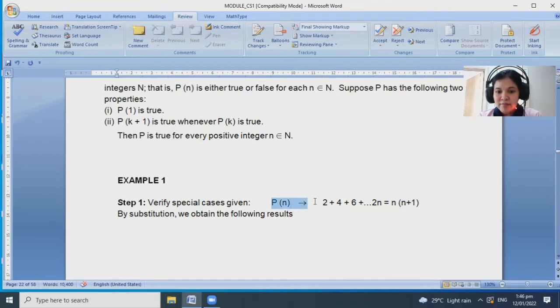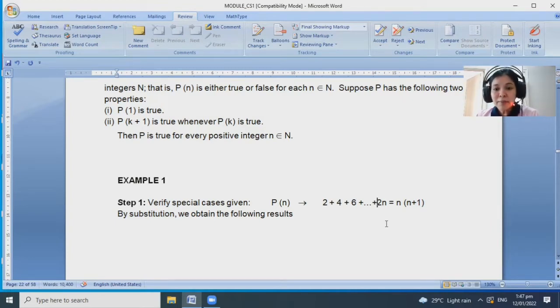Example number 1. P of n is given by 2 plus 4 plus 6 plus, and so on and so forth, up to 2n, is equal to n times n plus 1. So in here, we have an arithmetic series. When we say series, that is the sum of a sequence of numbers.